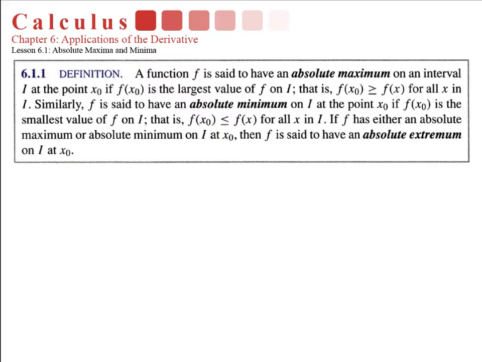Similarly, f is said to have an absolute minimum on I at the point x0 if f of x0 is the smallest value of f on the interval I. That is to say, f of x0 is less than or equal to f of x for all x in the interval I. If f has either an absolute maximum or absolute minimum on I at x0, then f is said to have an absolute extremum on the interval I at the point x0.